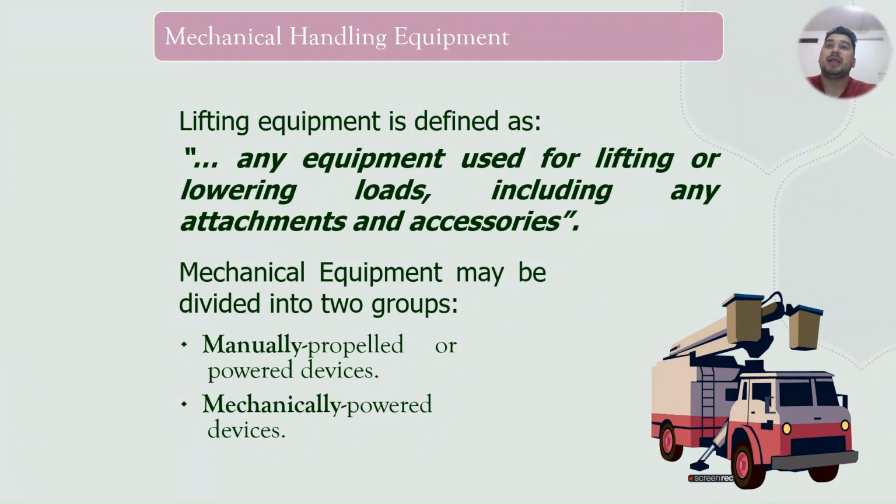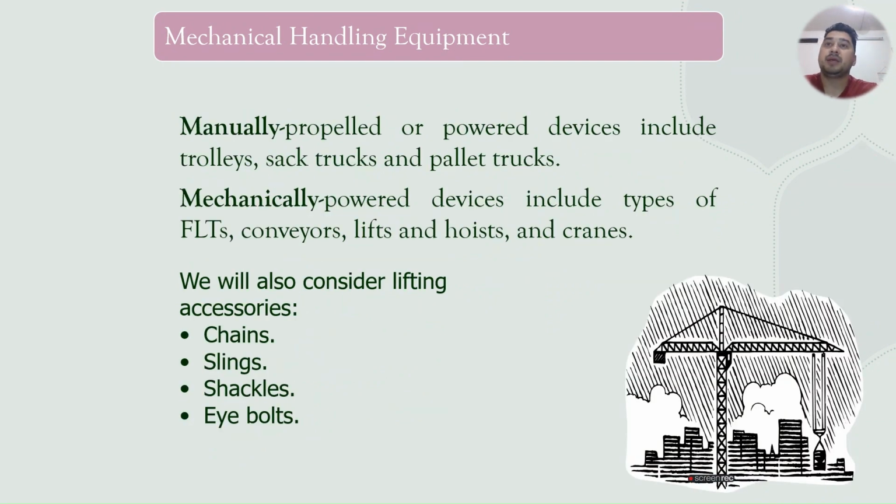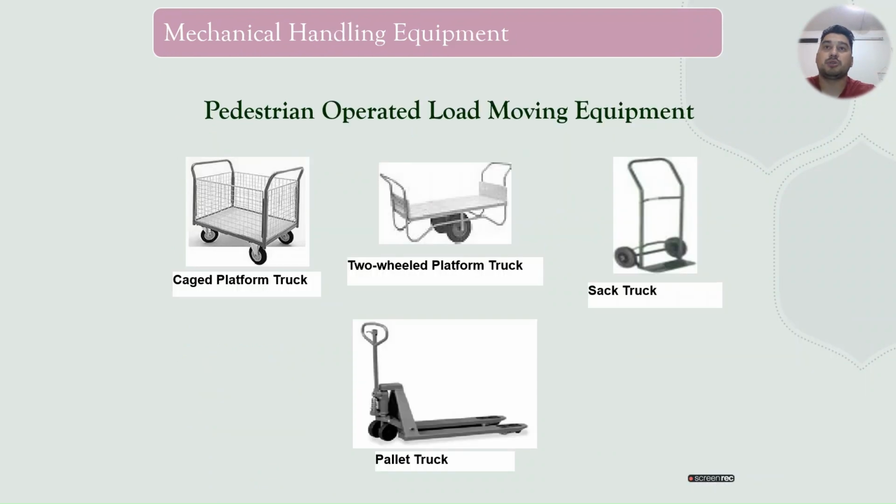Mechanical handling equipment. Lifting equipment is defined as any equipment used for lifting or lowering loads, including any attachments and accessories. Mechanical equipment may be divided into two groups: manually propelled or powered devices, and mechanically powered devices. Manually propelled devices include trolleys, sack trucks, and pallet trucks that we can use to transport or lift the load. Mechanically powered devices include types of forklift trucks, conveyors, lifts and hoists, and cranes. We will also consider lifting accessories like chains, slings, shackles, and eyebolts. These are the lifting accessories also.